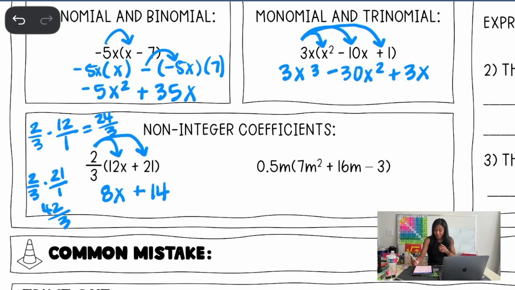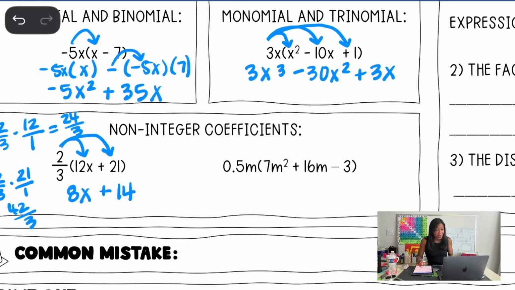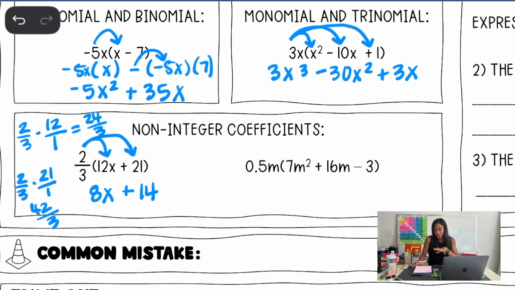My bad, y'all. This is why we practice. This is why we practice with the fractions, with the decimals, because they do get tricky and I don't want them to seem completely foreign to you whenever you encounter them. So I do want to make sure that you got that.